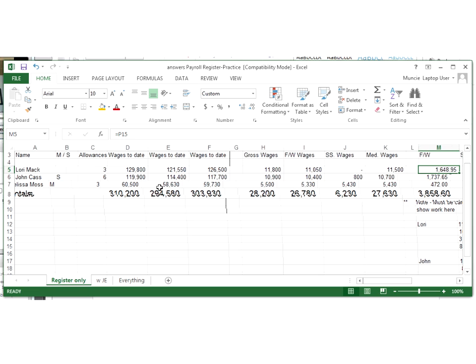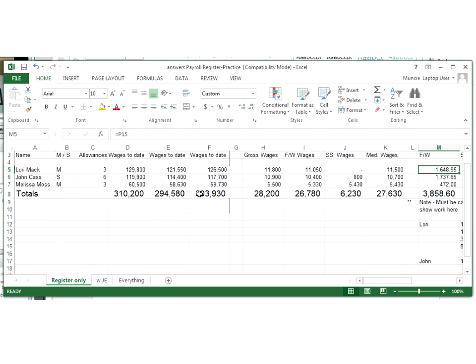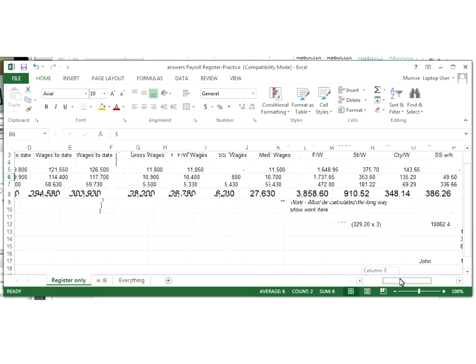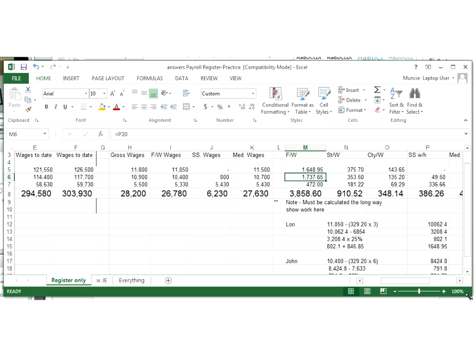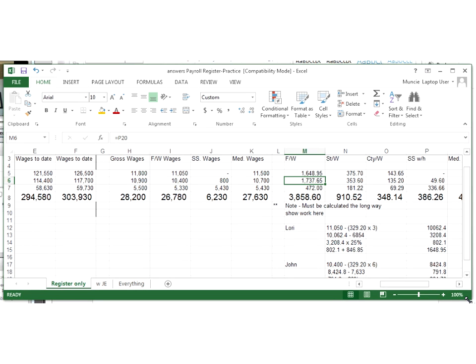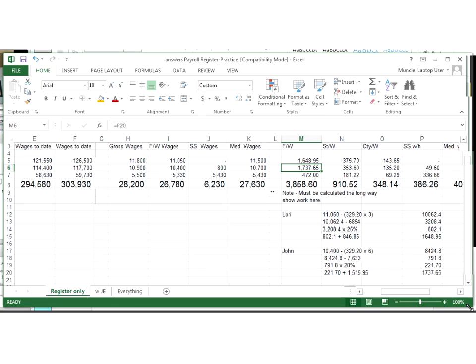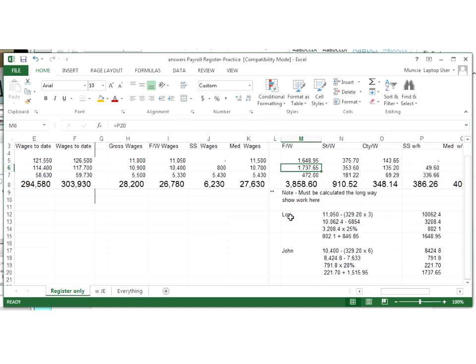Now notice for John. John makes just a little bit less than Lori does. So he's only going to be taxed on $10,400 when she was taxed on over $11,000. However, John is single, and he has quite a few more allowances. He has 6 allowances. So even though he makes a little less, let's see how much federal withholding he has. If you jump ahead, you'll see he actually is going to pay more in federal withholding because he's single than Lori did, who made even more money than he did taxable-wise.